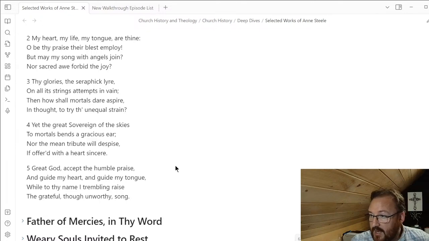It reaches not heaven. In fact, it stays on earth, and God must bend his gracious ear to even hear it. And so what does she say? Why is it that our great God should accept humble praise? And she asks God to guide her heart, to guide her tongue, while "to thy name I trembling raise the grateful, though unworthy song."